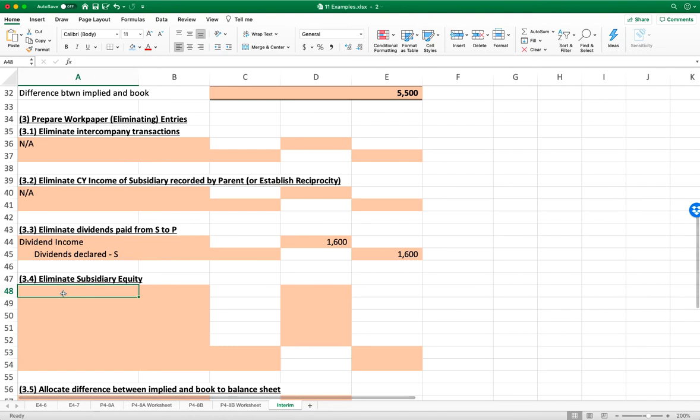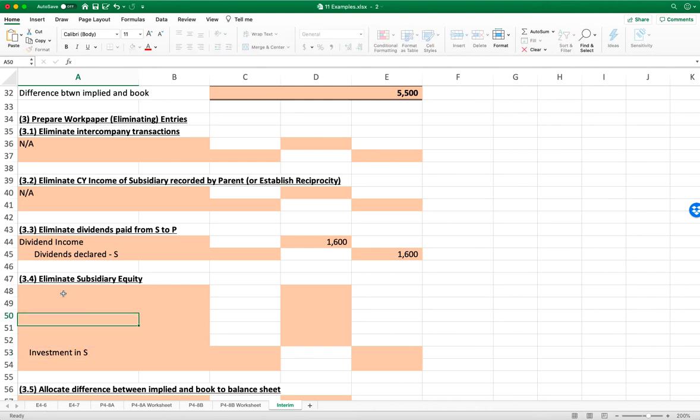Our next entry is our entry to eliminate our subsidiary equity. So again, I'm going to do the account names, then we'll come back and fill in amounts. So we're going to start with investment in S to get rid of our asset account. Then we're going to debit all of the equity accounts of our subsidiary: common stock of our subsidiary, other contributed capital of our subsidiary, 1/1 retained earnings of our subsidiary.